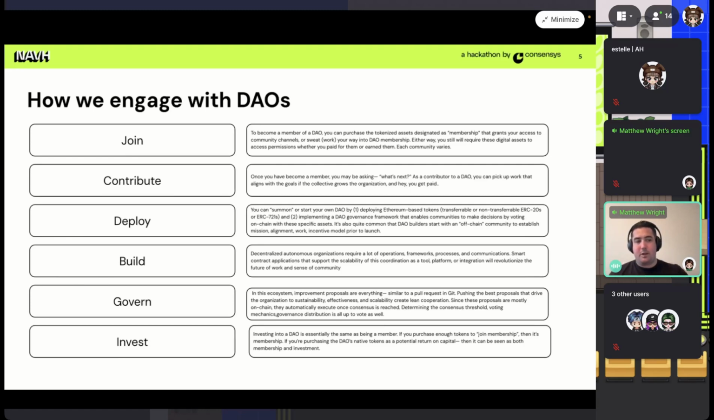The token could be either an ERC20, an ERC721, or various other EIPs or ERCs. But these tokens represent your collective membership in this community. And there's a finite amount of these tokens, hopefully. Contribute. So once you're in the DAO, you can contribute.